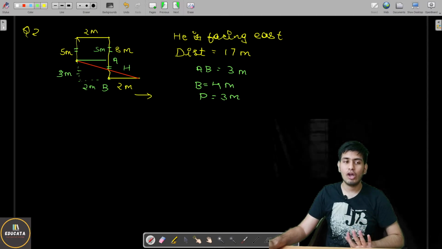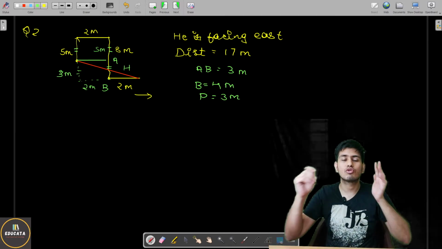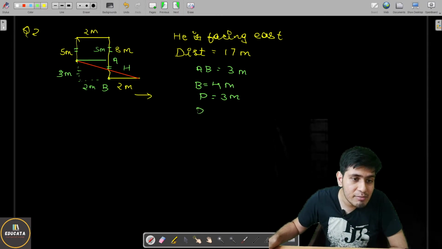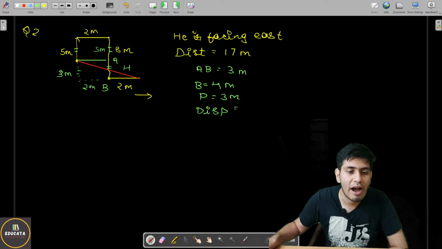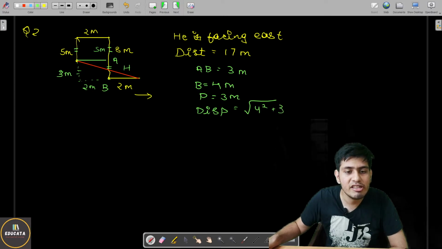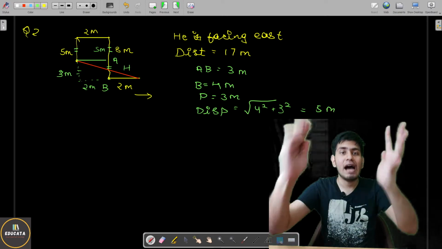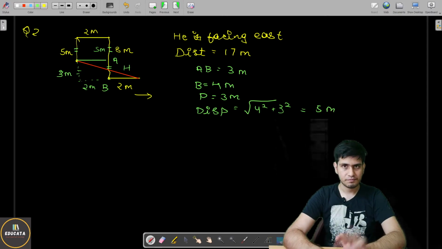Now, it is easy. We all know that 4 square plus 3 square is equal to 25, and its root is equal to 5 meters. Means the displacement in this particular case becomes equal to 5 meters. Root of 4 square plus 3 square is basically root of 25, which is equal to 5 meters. So this is the answer for our question number 2.